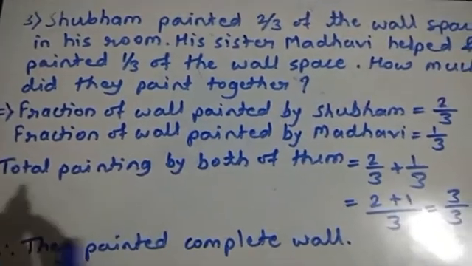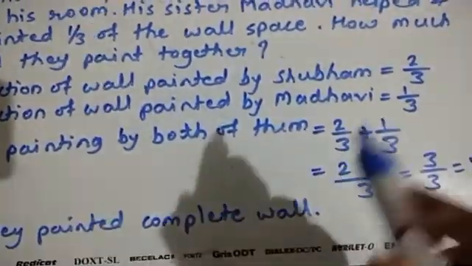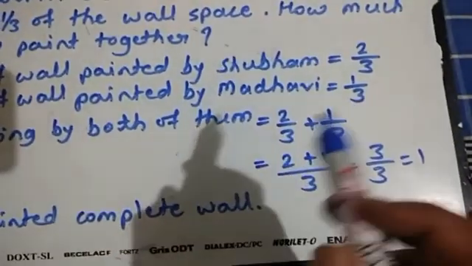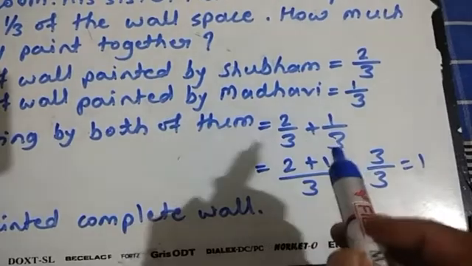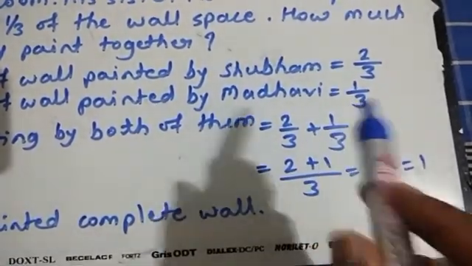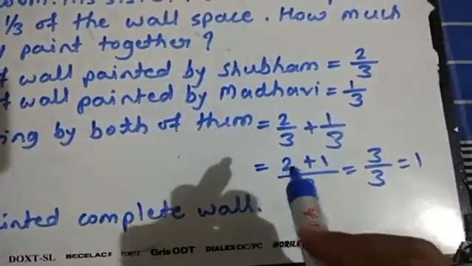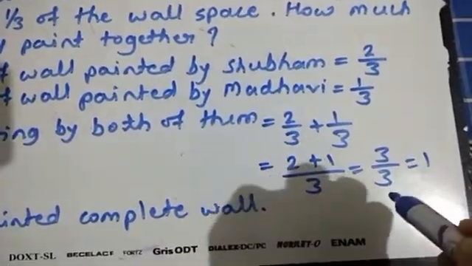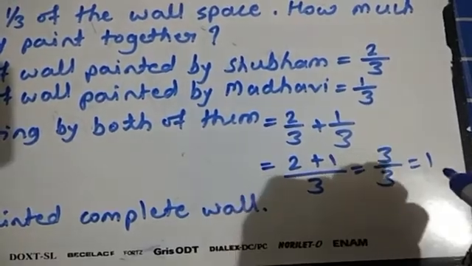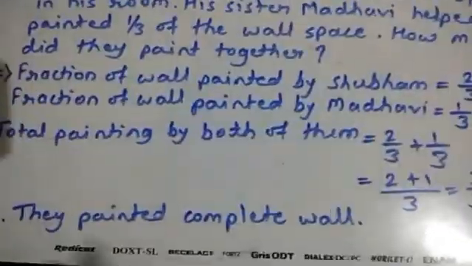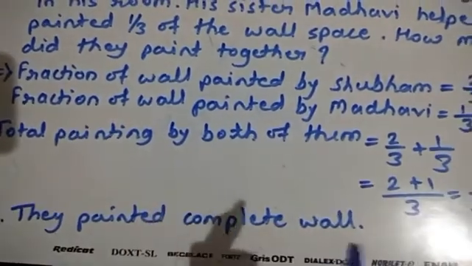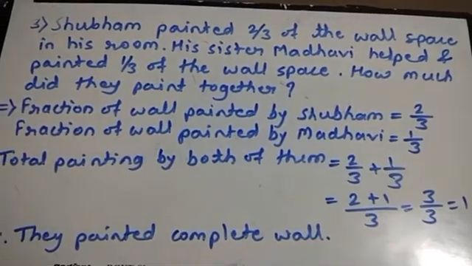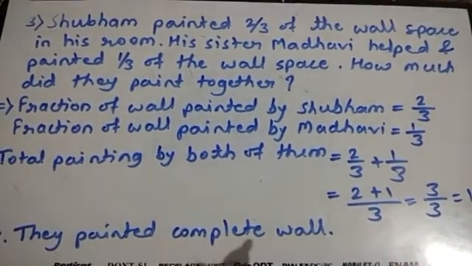Therefore total painting by both of them is equal to 2 upon 3 plus 1 upon 3. We have to add them. Here we can see both the fractions are like fractions. So copy the denominator as it is, and 2 plus 1, the numerators, we will add. That is 2 plus 1 is equal to 3. Denominator copy as it is. Now it becomes 3 upon 3, and 3 upon 3 is nothing but 1. Right? Therefore we can say that they painted the complete wall. Therefore the answer is they both together painted one full wall.